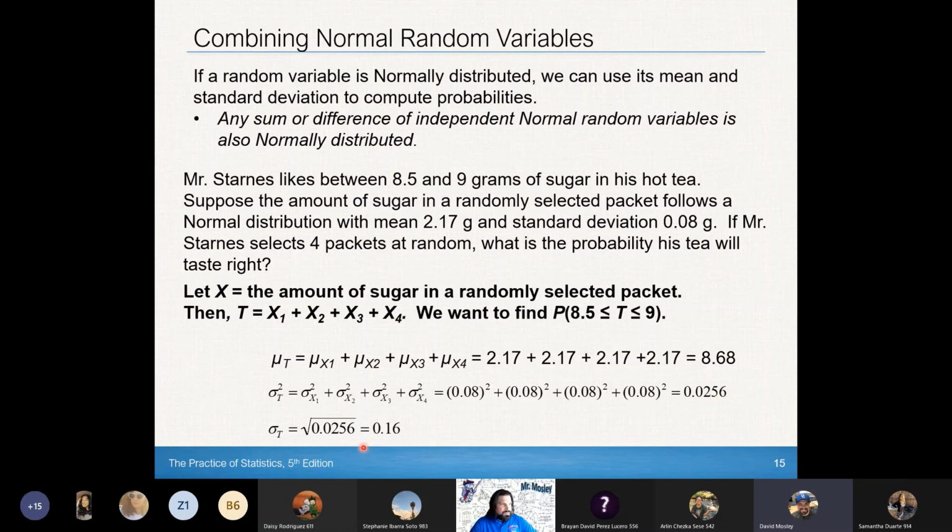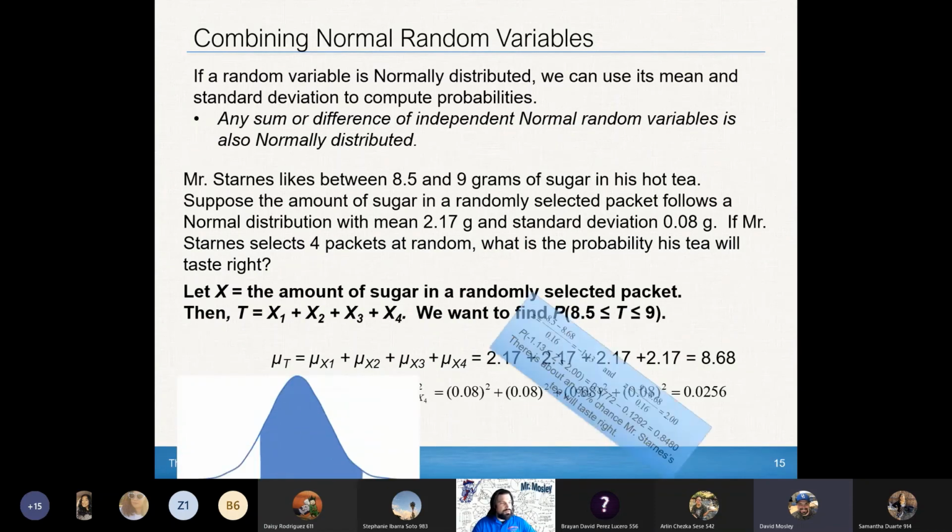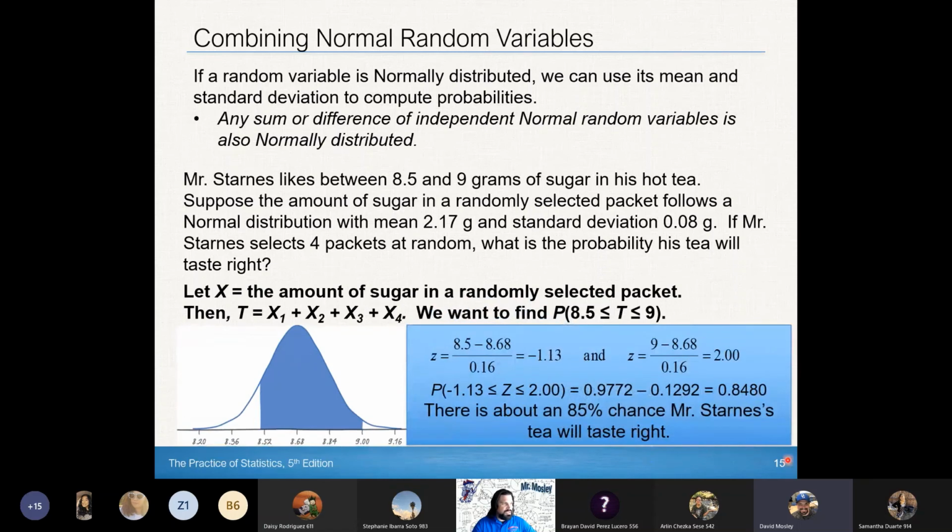Okay, so now we have our mean and standard deviation. Once we have those, we have all we need for a normal distribution, right? We could sketch the graph. We can now use Table A. We can standardize our numbers and get our results, right? Which is here. We have our sketched distribution here. We want between 8.5 and 9 grams. So it's the shaded area.